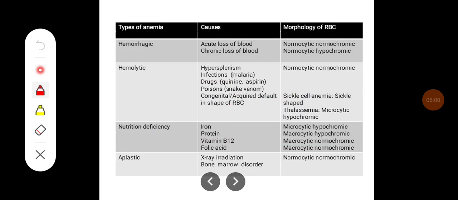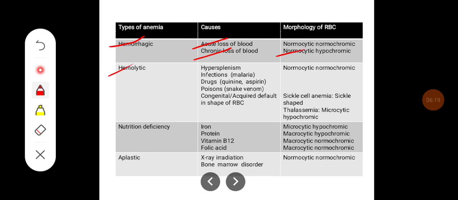Here are some of the differences in the etiological classification of anemia. In hemorrhagic anemia, it occurs due to acute or chronic loss of blood, and usually the morphology will be normocytic normochromic, or normocytic hypochromic.